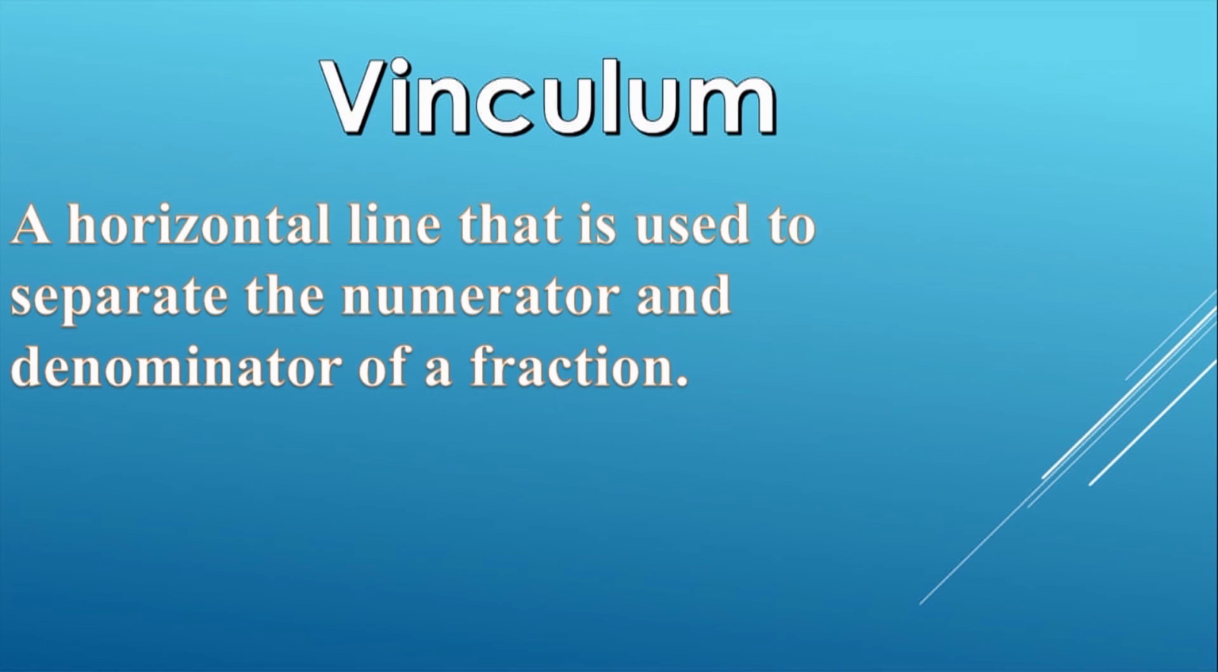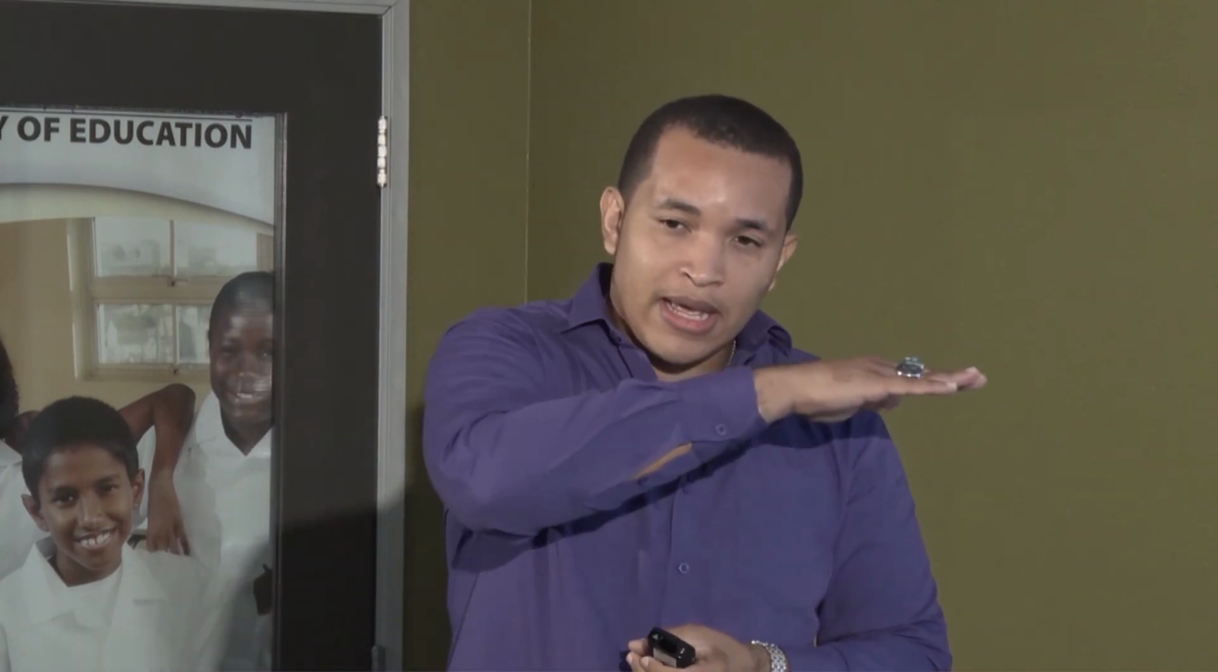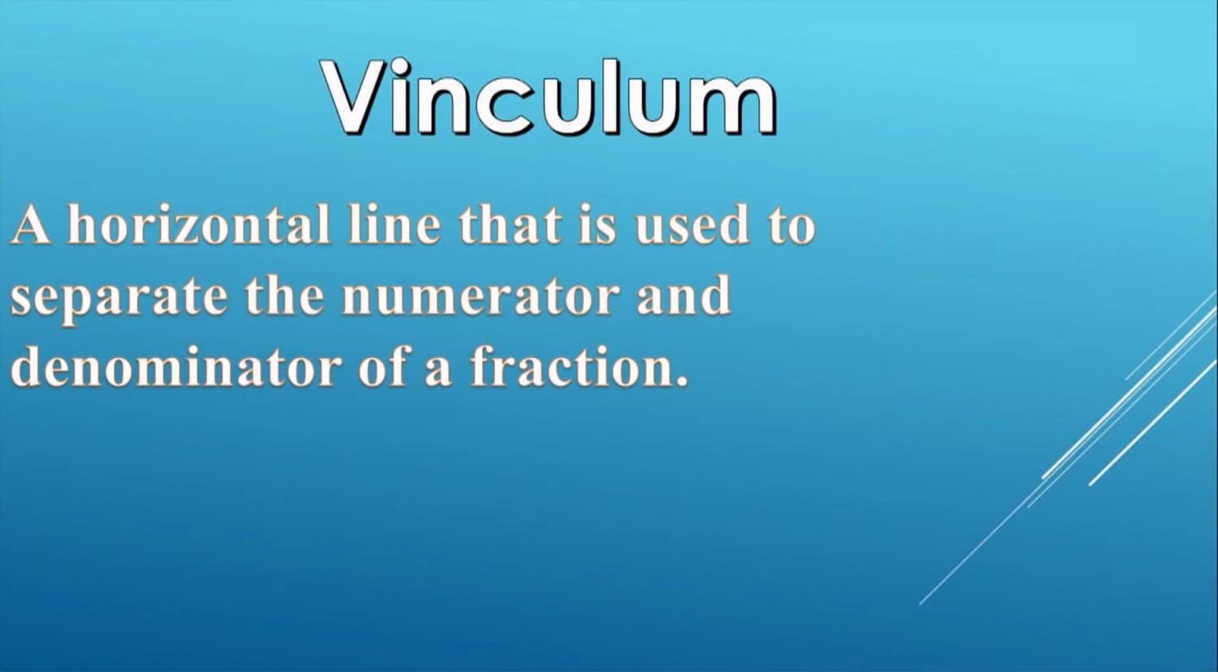Now the vinculum. The vinculum is a horizontal line. I hope you know what horizontal actually means. It's a line going across, a line like the horizon. I would have mentioned it at some point. It's a horizontal line that is used to separate the numerator and the denominator. I know we started from the denominator. So we have our denominator at the bottom, the vinculum line, and then we will have our numerator at the top.